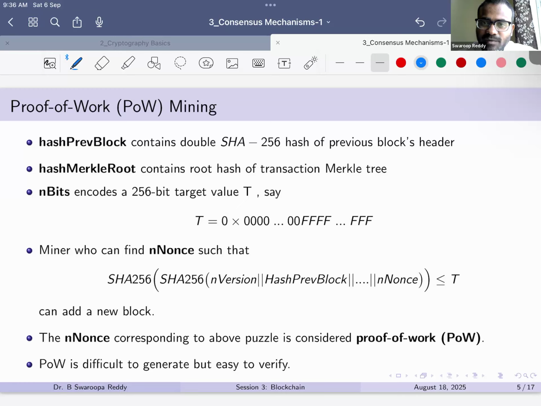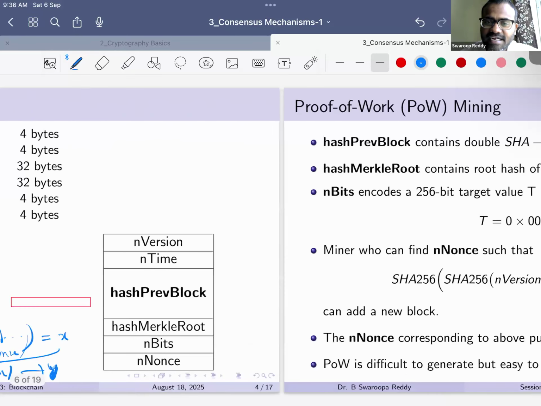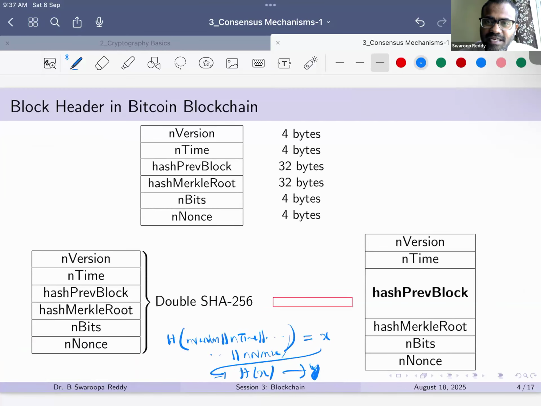Whoever succeeds in this problem first will include this n nonce value into the block. So we have the n nonce value in the block header, right? This n nonce value is not fixed at the beginning. He needs to solve that problem. Once he solves that problem and fixes that final value into this block header, then his block is ready. Until the n nonce value is ready, he cannot put the n nonce value randomly.